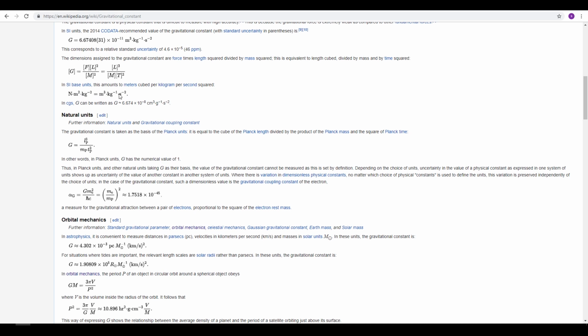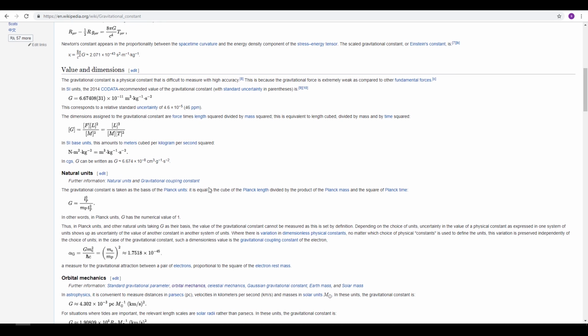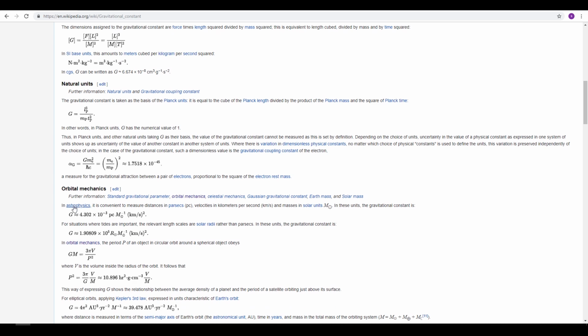But yeah, there's kilograms, there's meters. It's probably this one. Oh, it's this one. Here we go. So it's 10 to the minus 11. I was like, I don't really want to use 10 to the minus 11. I want to find something that's closer to 10 to the 0 or 10 to the 1 or whatever. So this one seemed pretty cool. In astrophysics, it's convenient to use these numbers. So I'll just use this one and pretend that all my masses are in solar units.